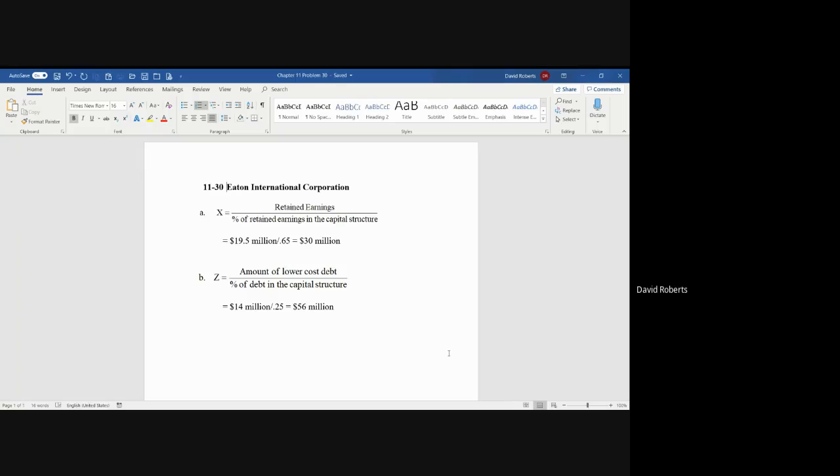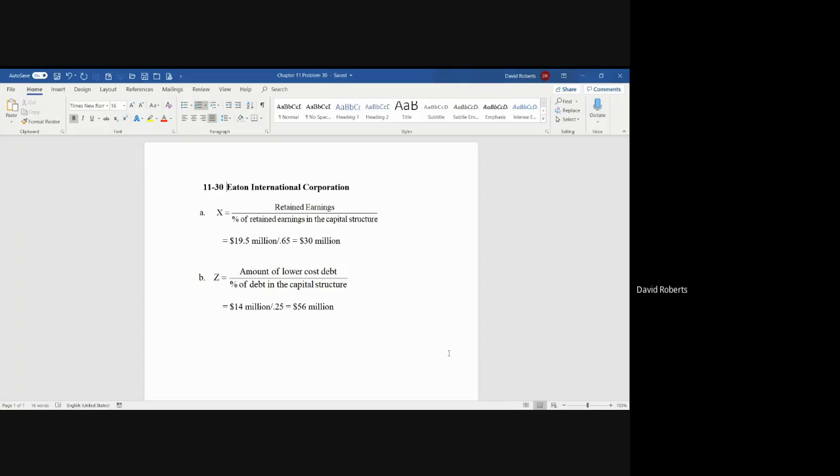You divide it by the 0.25 and you wind up with $56 million of capital. So the company has a project. It's going to cost them $56 million. How much will they borrow? 25% of that is 14 million. So in this particular case, they'll have to raise the other 42 million from cost of preferred shares or cost of common shares. So KP, KE.